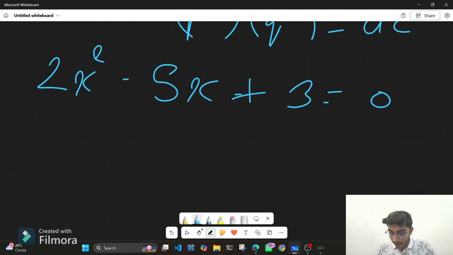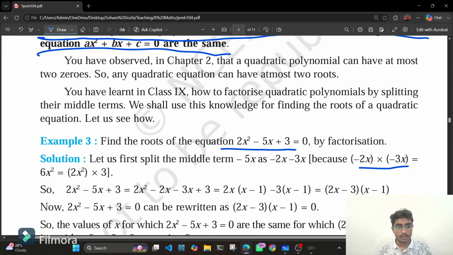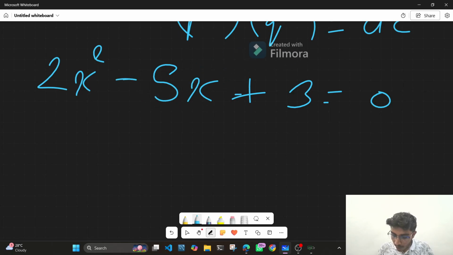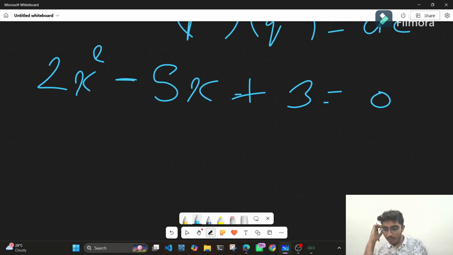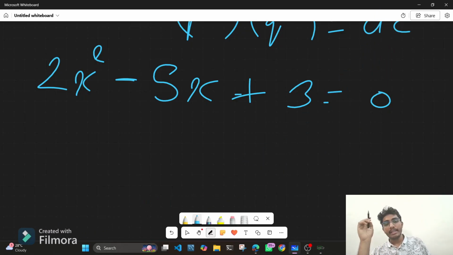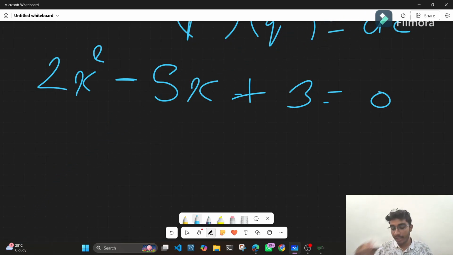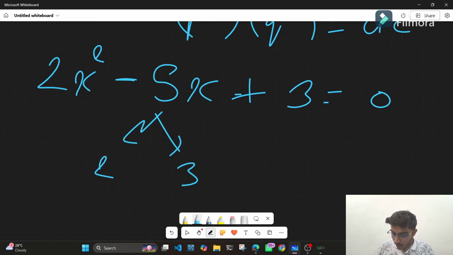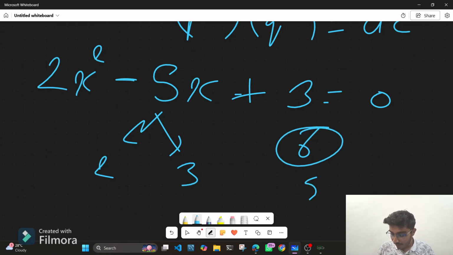Okay, so now we want to split the middle term, right? So how are we going to do this? If I take 2 and 3, and if we add them, 2 plus 3 is equal to 5, right? And we want 2 into 3, and we are getting also 6. So if I split this into 2 and 3, I am getting the product as well, that is equal to 6, and I am also getting 5.